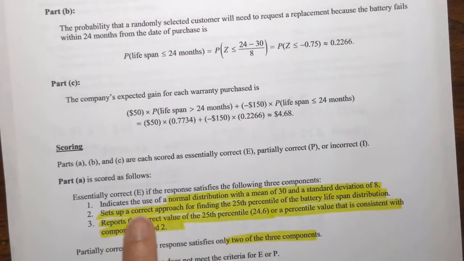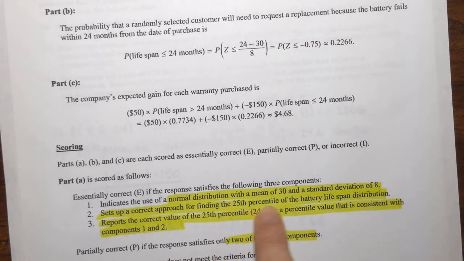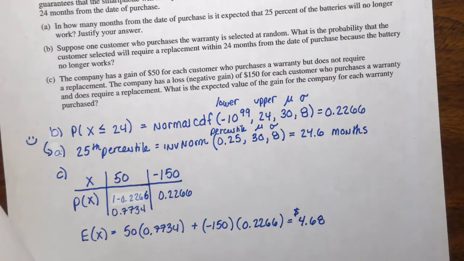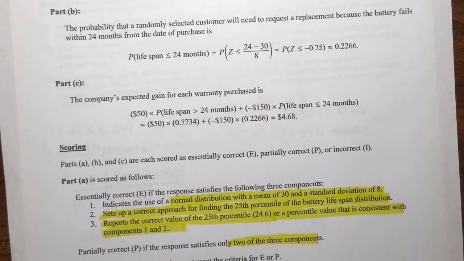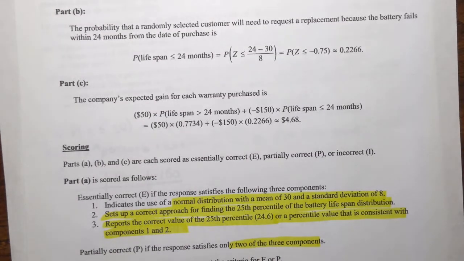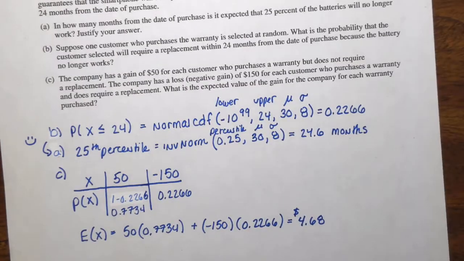Okay, E, if you get the following 3 components: indicates use of a normal distribution with mean of 30 and standard deviation of 8, check. Sets up a correct approach for finding the 25th percentile of the battery life distribution, so that's inverse norm, check. You can also look it up in the table. Reports the correct value, 24.6. You get a P if you have 2 of those 3, and then I if you don't have those.